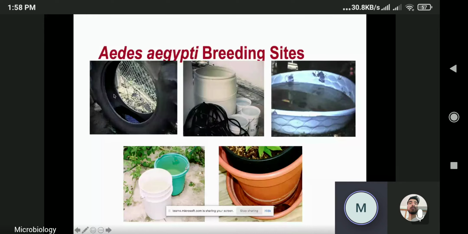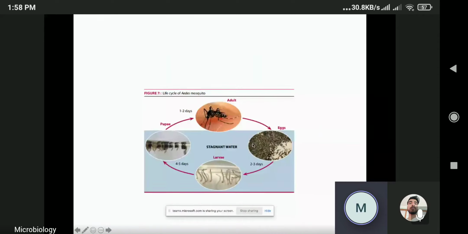Okay, see here, the eggs of these Aedes mosquitoes may survive for years. This is very important. Okay, and once these eggs come in contact with water, let's say stagnant water, they develop into larva and then to pupa and then to adult mosquito. Okay, this is the life cycle of this mosquito, that is the Aedes mosquito.